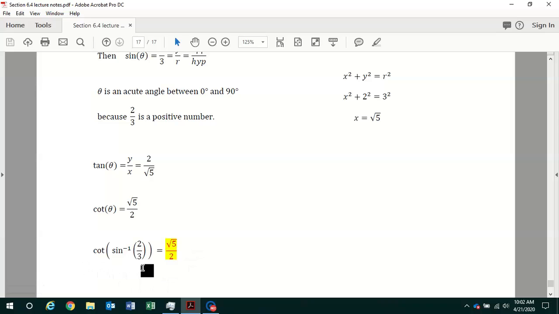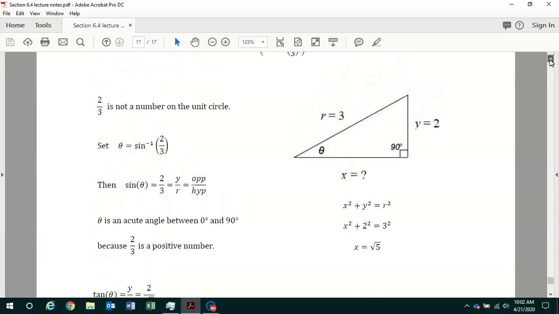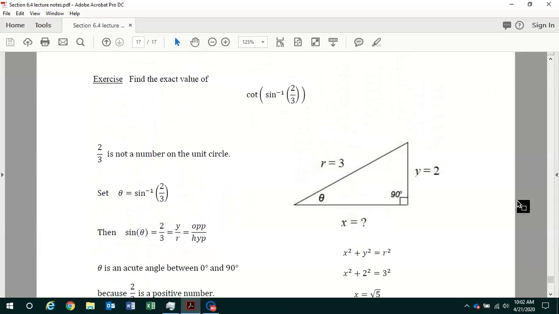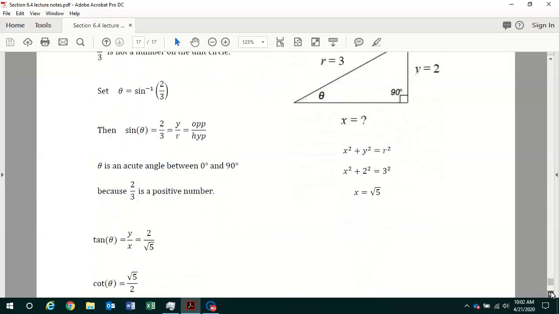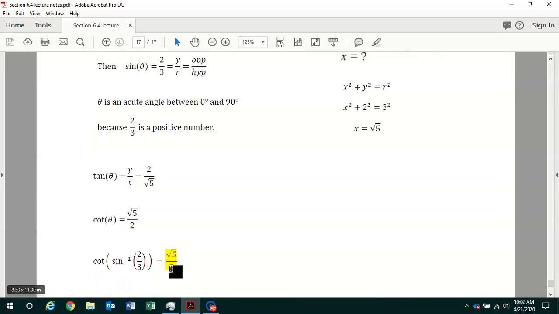Well, the cotangent of the inverse sine of 2/3 is what we were asked to find up here at the beginning of the problem. And now we've done that. The cotangent of the inverse sine of 2/3 is equal to the square root of 5 over 2. This is the answer to the problem.